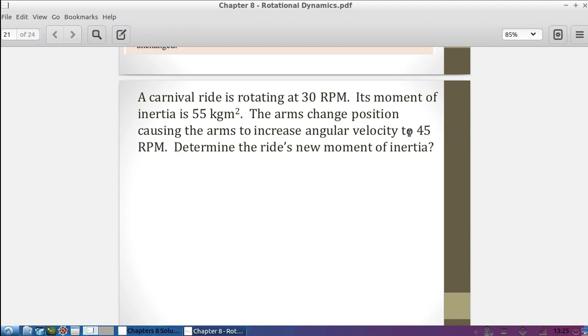So the arms are going to change position, and I'm expecting a decrease in the moment of inertia. Why am I expecting a decrease in the moment of inertia? Because the angular velocity is increasing. This is a conservation of angular momentum problem. I don't see any net torques. The object is rotating. I don't see any torques being applied on the object. So with a decrease in the moment of inertia, there's an increase in angular velocity. So let's set it up.